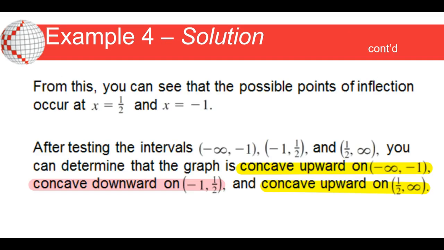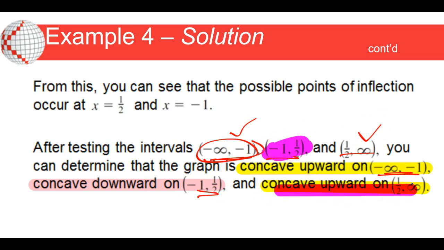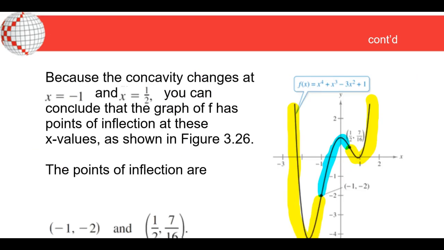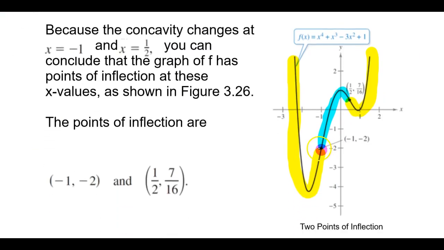So I apologize, went too fast. So there's my intervals, and you can see this is concave up on here and here, and then this interval is concave down. So your conclusion is, sure enough, you've got a couple points of inflection here and here. You can see concavities changing there.